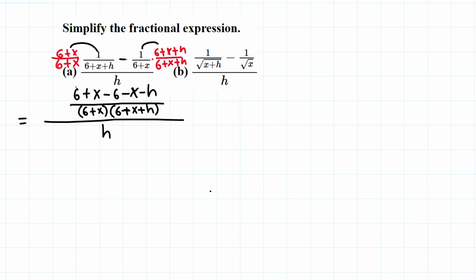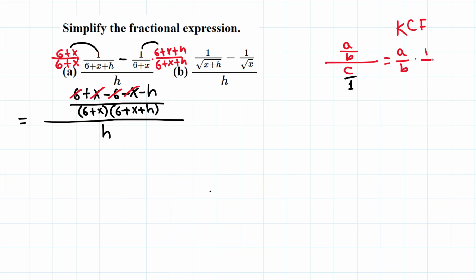Now we can combine the like terms here. 6 plus x, 6 and negative 6 is 0. Cancel, cancel. So negative h over this product, all over h. Let's do more, because we know when we have a fraction divided by another thing, this is the original division, we keep, change, flip. This is c, which we can think of as c over 1. Then this is a over b, keep, change, flip, and then change division into multiplication.